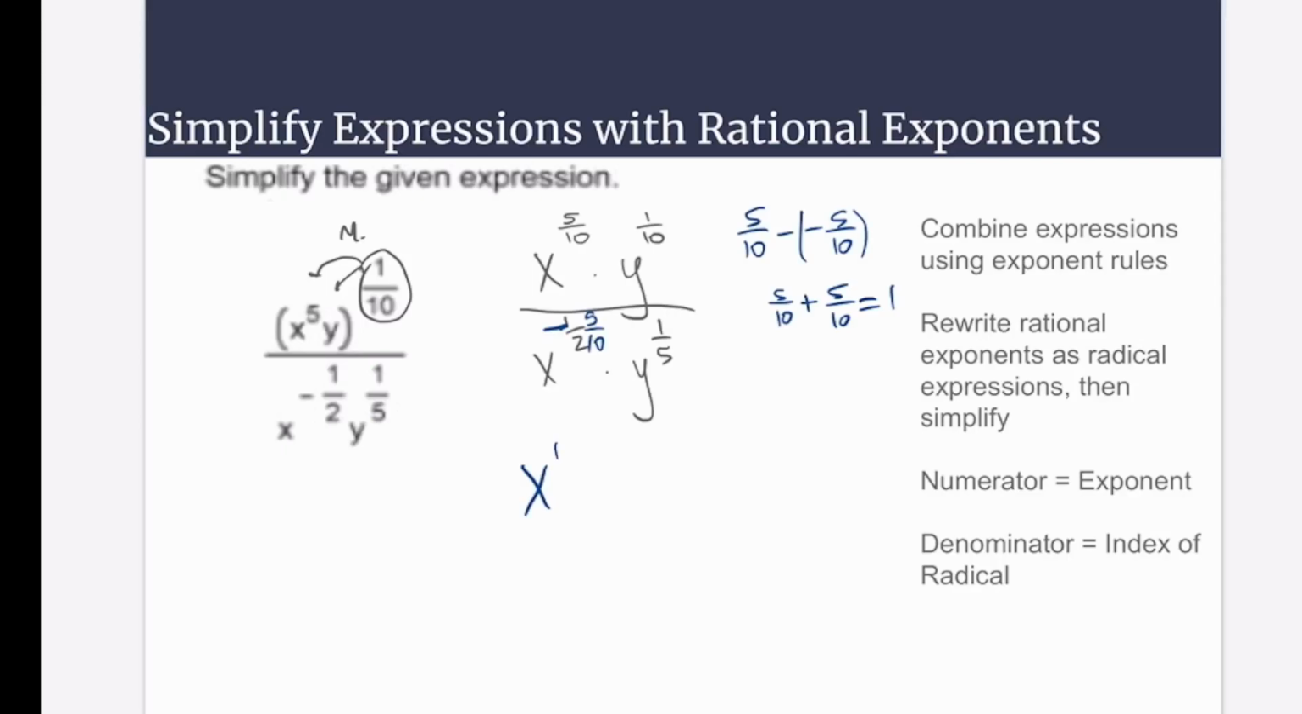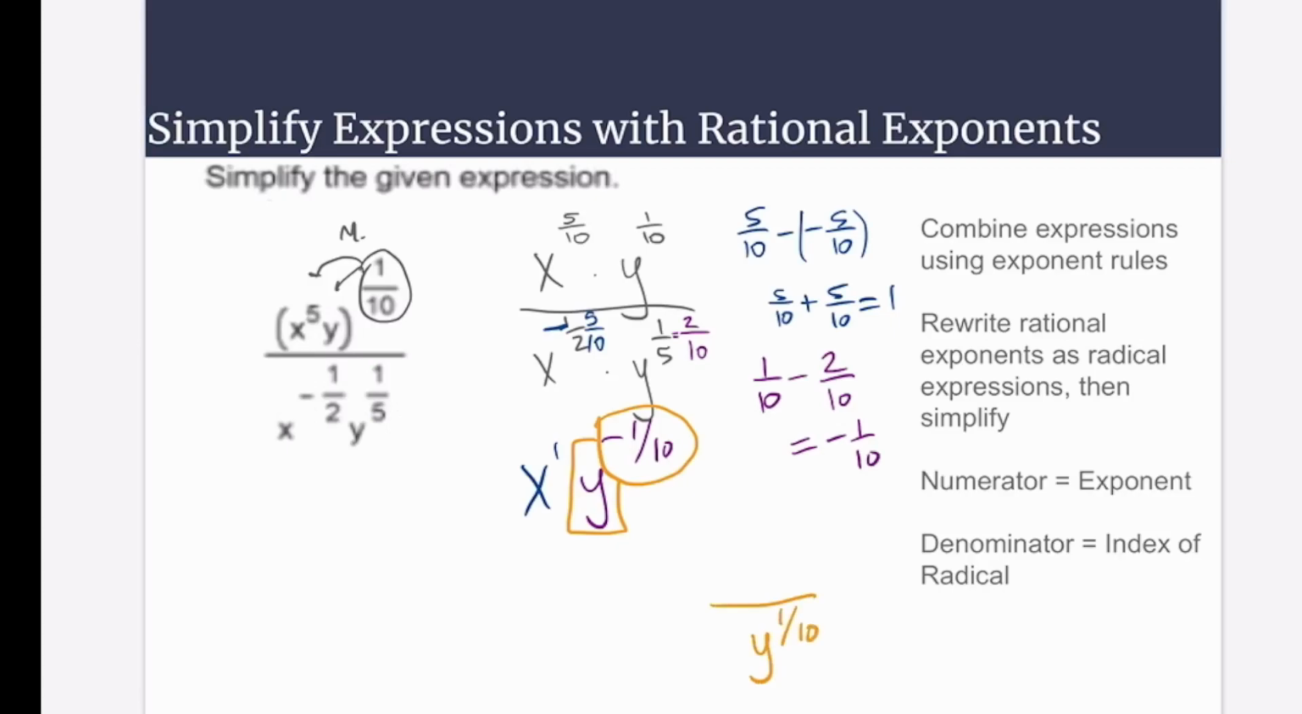For the y's, same deal, we're subtracting 1/10 minus 1/5. 1/5 is equivalent to 2/10. So we'd get negative 1/10. So we have a negative exponent here, which means this negative exponent connected to the y has to go in the denominator. So y to the positive 1/10. And then we have x to the first power, and that would be your answer.